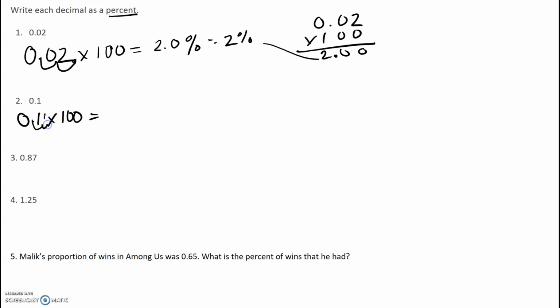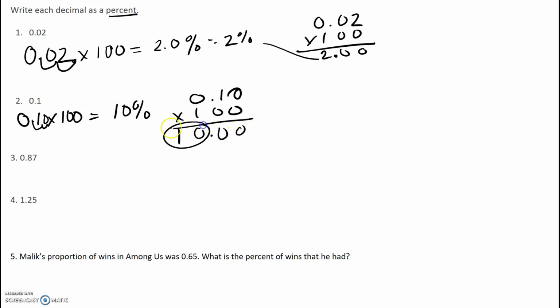All right, 0.1 times 100. Remember, I have to add a 0. So that's going to be 10%. Let's double check. 0.1 times 100. If I add a 0 up here, I know I don't need these zeros. 1 times 0 is 0. 1 times 1 is 1. 1 decimal place. So I got 10.